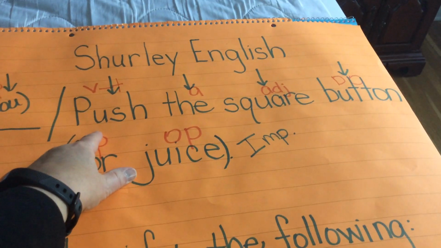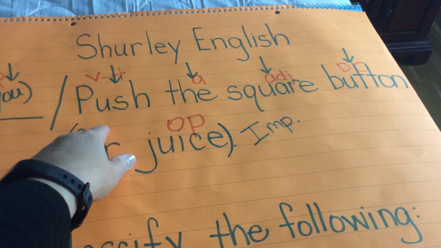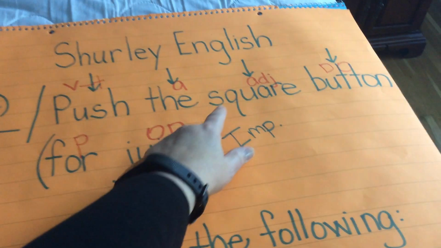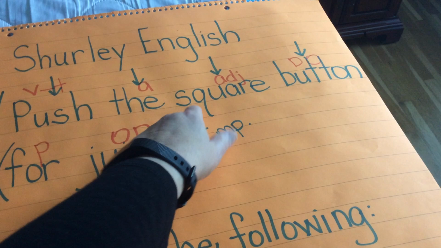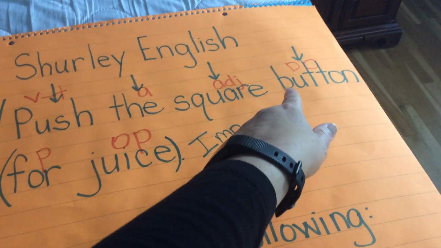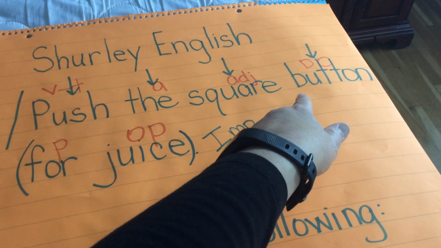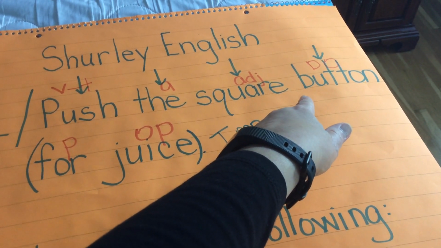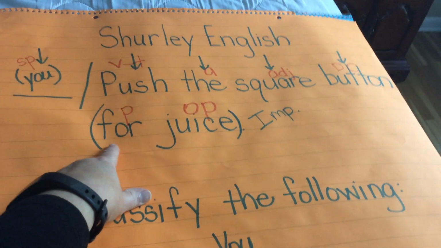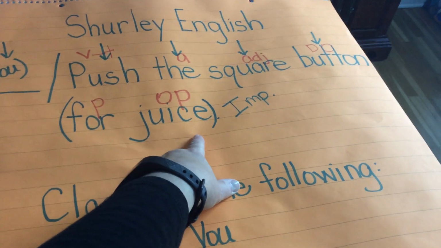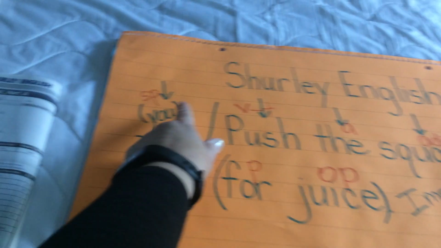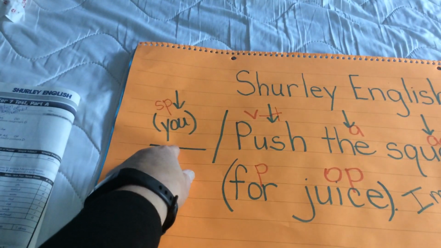Push, verb transitive, and we'll talk about that in just a second. The, we know that that's an article adjective. Square, that's describing our noun, so that's an adjective. Button, that's a direct object, that's a noun, and it's not in any sort of prepositional phrase. For, preposition, and juice, object of our preposition right there. Okay, we know that it's an imperative sentence because it goes back to our you, which is understood.